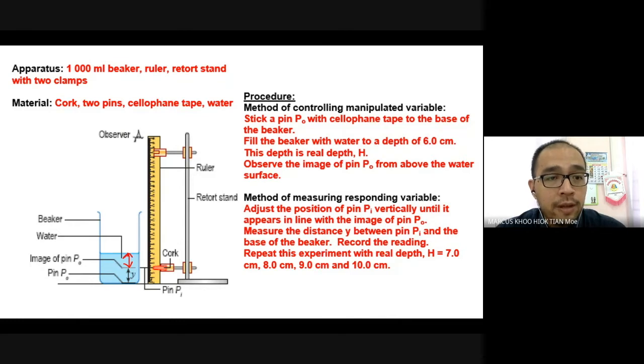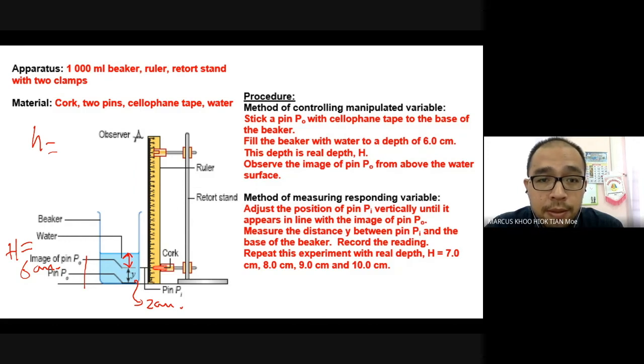So let's say the real depth is 6 cm, and the y we measure from the ruler is, let's say, 2 cm. My question to you is, how much is the apparent depth? The real depth is 6 cm. How much is my apparent depth? Anybody? Is it 2 cm? It will be 4 cm, because remember, depth is calculated from the surface of the water, not from the bottom of the beaker. But because our ruler is adjusted this way, we have to calculate from the base. So this is the apparent depth.